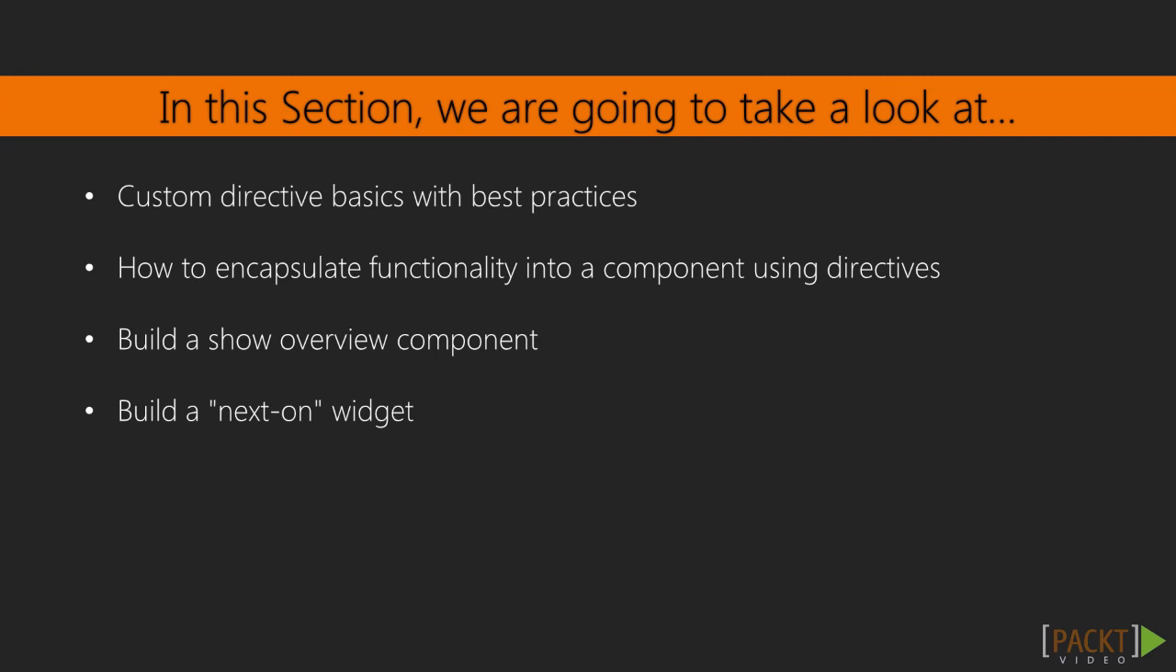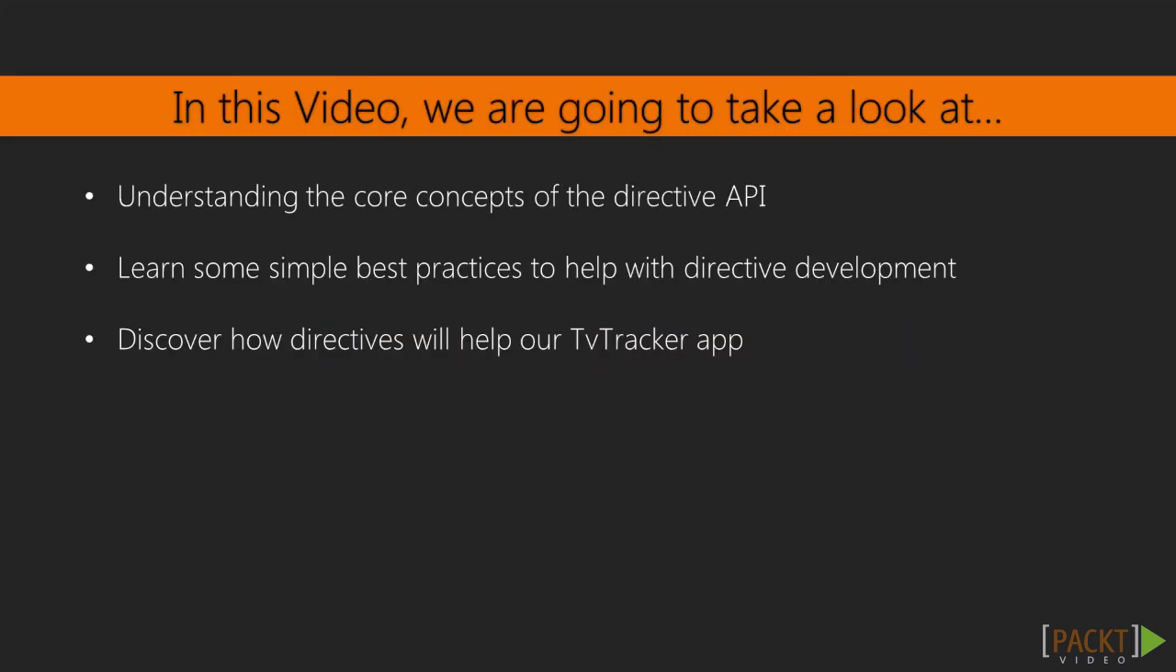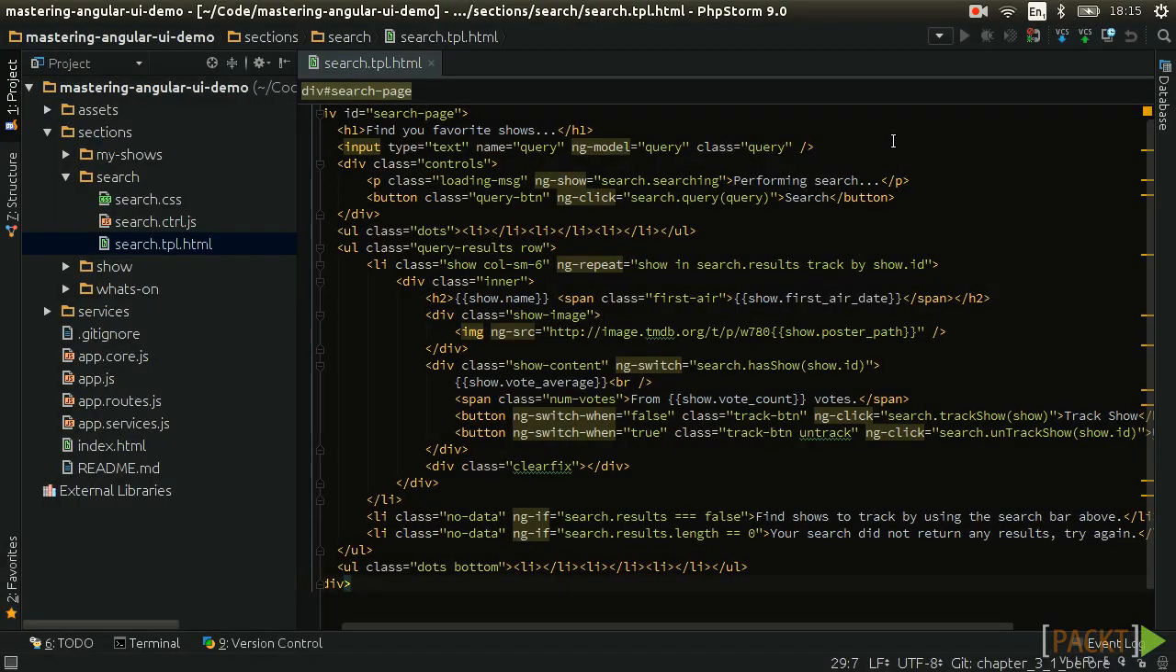add additional features. In the first video of this section, we will unravel the Directive API and learn best practices to make development easier. Additionally, we are going to discover how and why we would want to make use of directives in our TvTracker app. As part of the last section, we created the Search and My Shows pages.